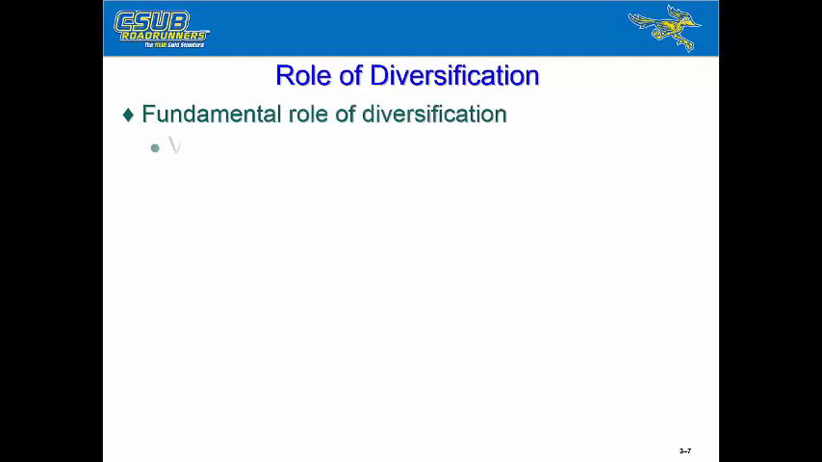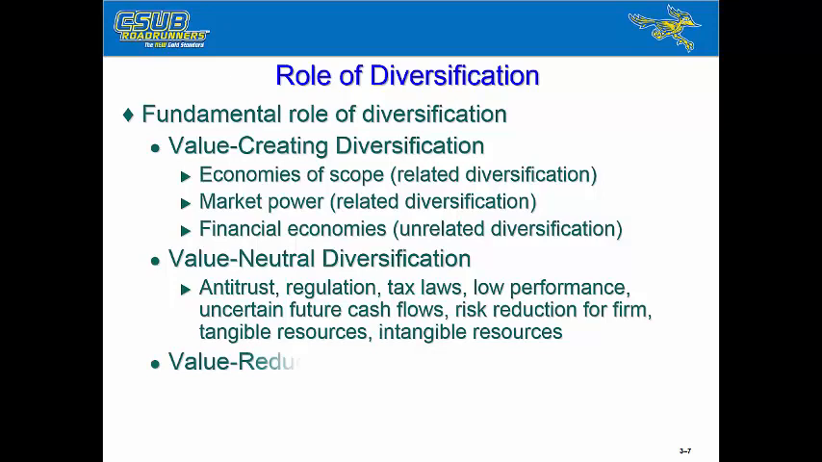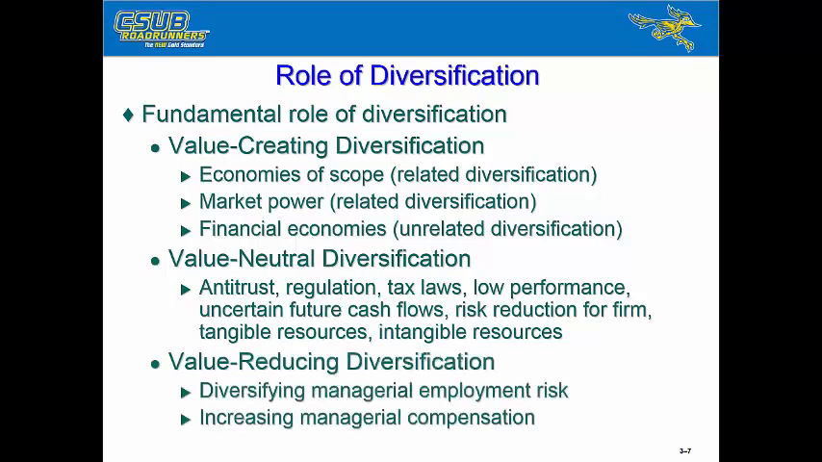The role of diversification. There's two types of diversification, or three types. Value creating diversification, value neutral diversification, and value reducing diversification. Value creating diversification takes advantage of things like economies of scope, like I said in the last slide, related diversification. It can take advantage of market power.